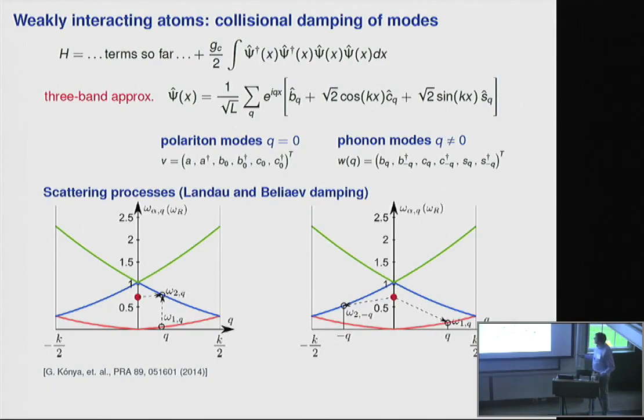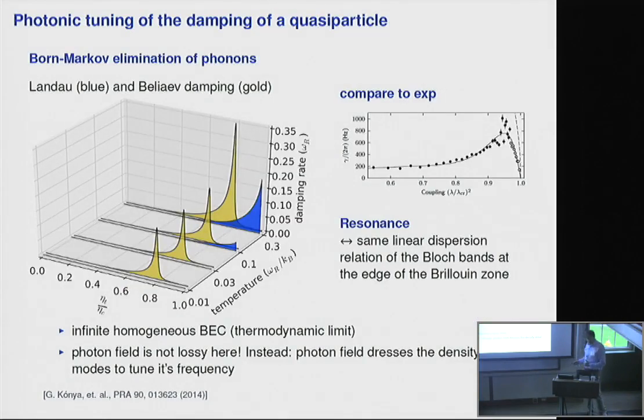So once there is a point where the soft mode frequency comes down, this process is enhanced, and this is what we got in the calculation: there is a peak in the Beliaev damping. Here this plot shows the loss rate as a function of the control parameter. Here is the critical point, for various temperatures. The gold one is Beliaev damping, the blue one is Landau damping, and Landau damping is very sensitive to the temperature because this phonon mode has to be populated.